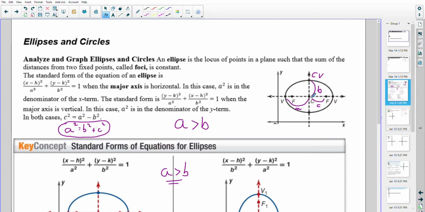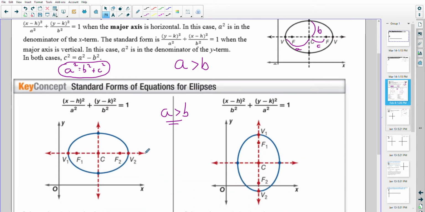A is the distance from the center to the vertex, B is the center to the co-vertex, and C is the distance from the center to the focus. There is an equation that relates A, B, and C. A is the biggest, so A squared equals B squared plus C squared.